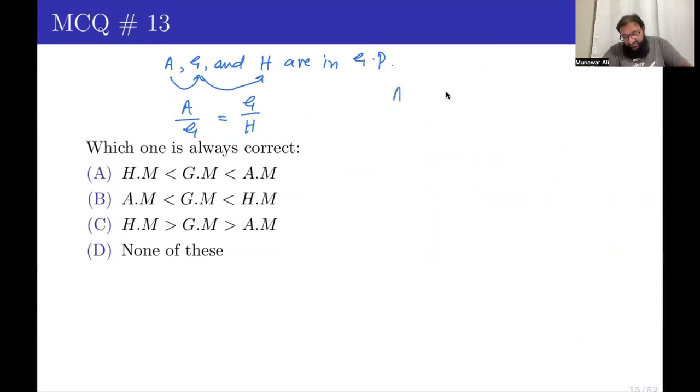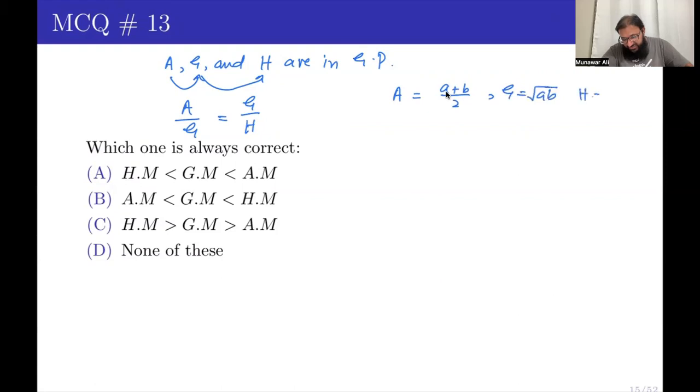So first of all, I'm writing A for arithmetic mean, G for geometric mean, H for harmonic mean. Otherwise, I could have written AM, GM, and HM, but I don't want to waste my time. We know very well that arithmetic mean is A plus B by 2. Geometric mean is the square root of AB.